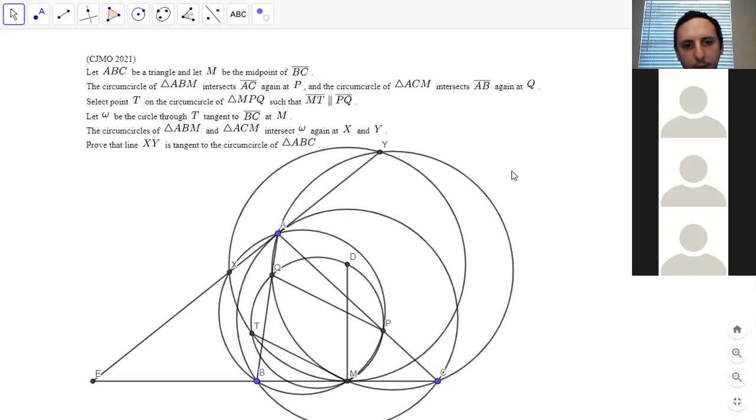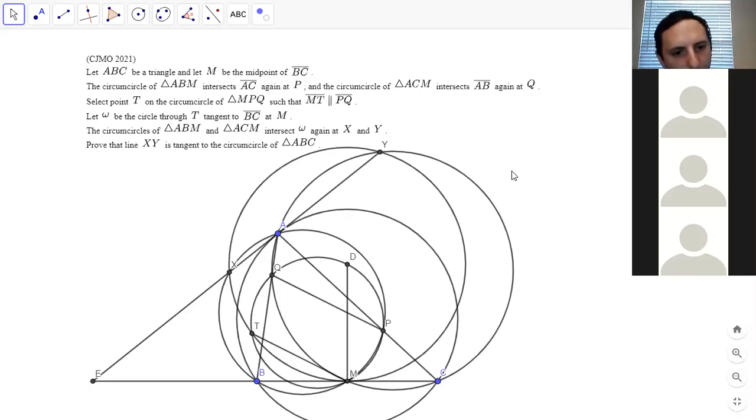Well, I guess really we just can show that XA is tangent, and then by symmetry, YA would also be tangent, right? And the claim would follow. So we want to calculate angle XAB, and we want to show it's equal to angle ACB. Or I guess we could try to show EA squared is EB times EC.